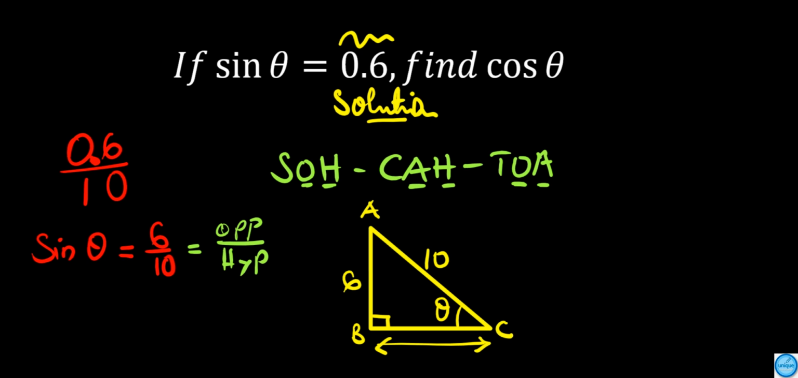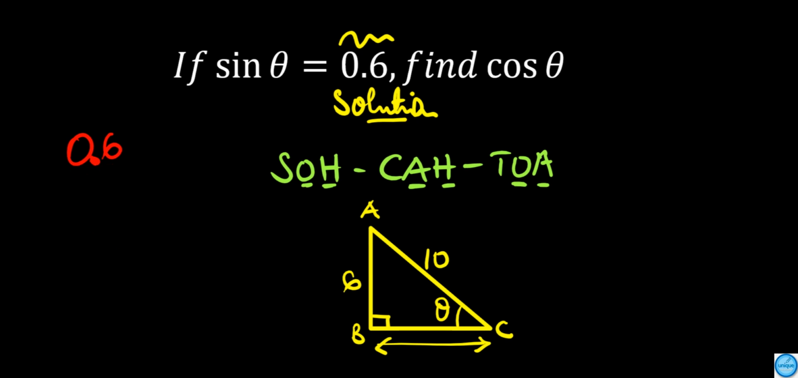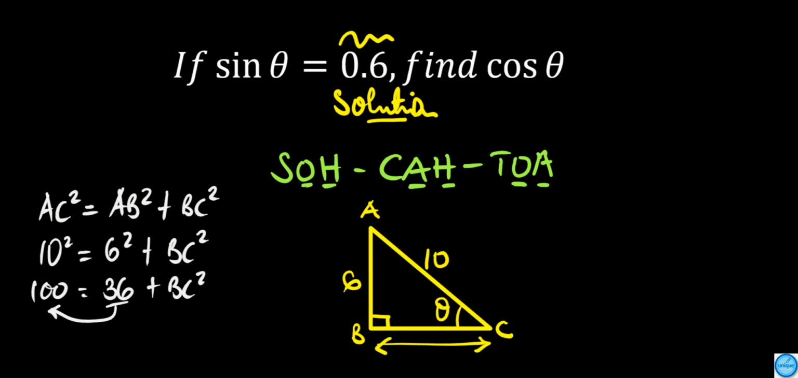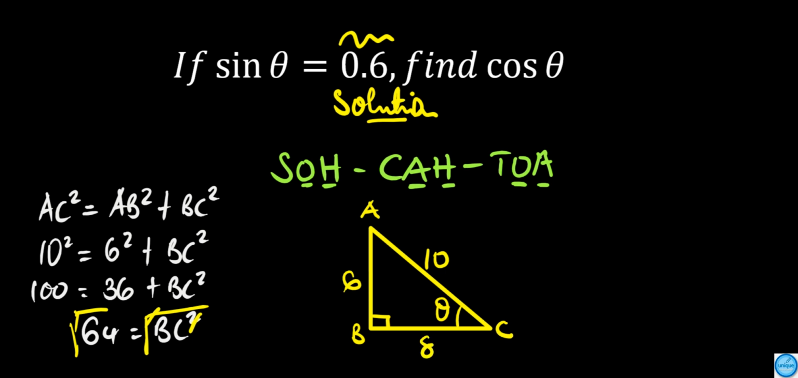Let me clear this. Pythagoras theorem: AC square is equal to AB square plus BC square. So AC square, that's 10 square, is equal to AB, that's 6 square, plus BC, that's unknown. So here it's 100 is equal to 36 plus BC square, and 100 minus 36 is 64. So 64 is equal to BC square. Next we square root both sides. The square root and the square cancel, remaining BC is equal to the square root of 64, which is 8. So we're going to put 8 there.